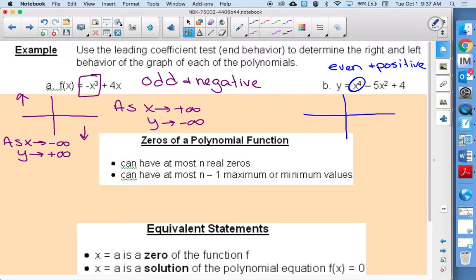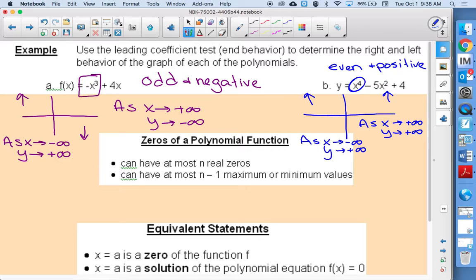So when it's even and it has a positive number in front, as x goes to negative infinity, y goes to positive infinity. So that's this side. As x goes to positive infinity, y goes to positive infinity. Nice. So both sides go up because of it being even and positive. That's all end behavior is. Most of the homework is focusing on end behavior.